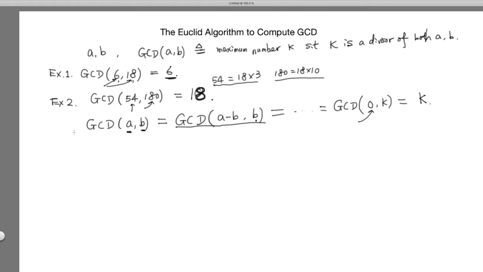So this is the step. Every step, you're just taking the larger number and the smaller number, and replacing the larger number by the difference of the larger number and the smaller number. Let's just look at the example.